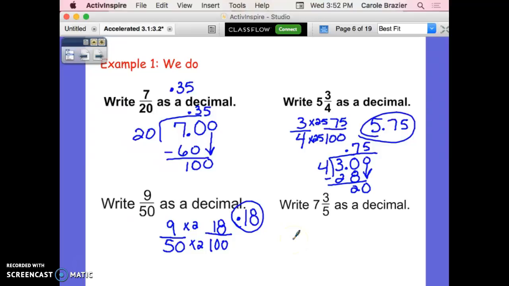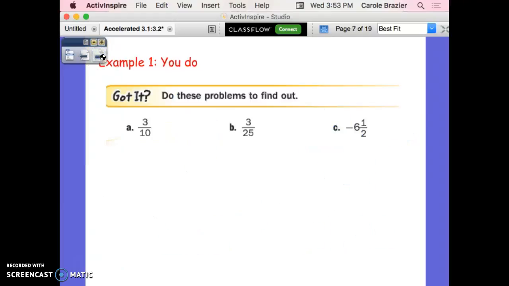7 3/5 is the same way, but I'm going to take it to a 10, so 3/5 times 2 gives me 6/10. So to write my decimal, it would be 7.6. Okay, on your own, you need to pause the video and do these 3 problems. When you come back, you should have gotten 0.3.